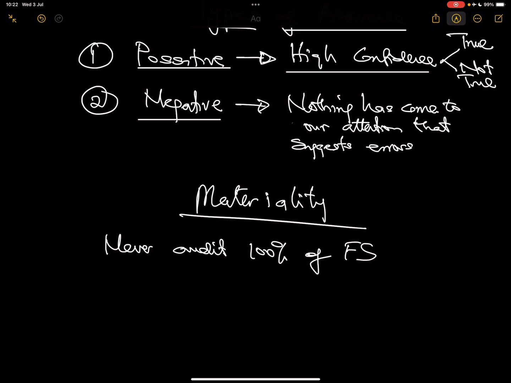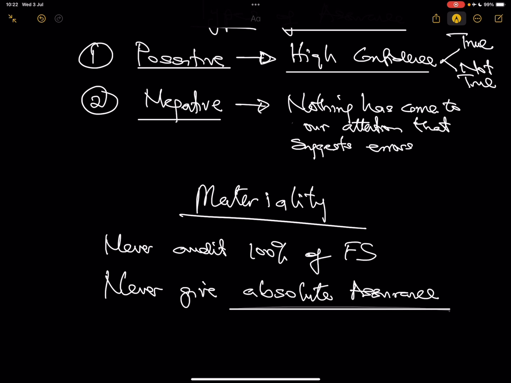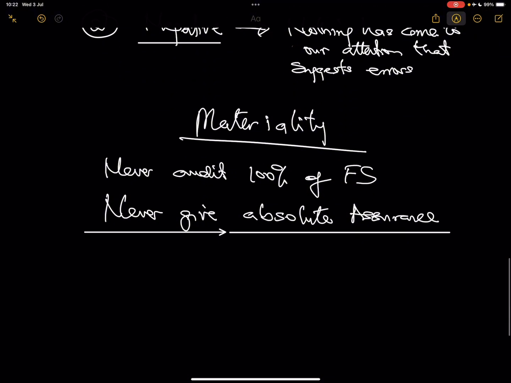And that is why you never give absolute assurance. Never. Please take note. In fact, a warning. Never give absolute assurance. What you give is called a reasonable assurance.